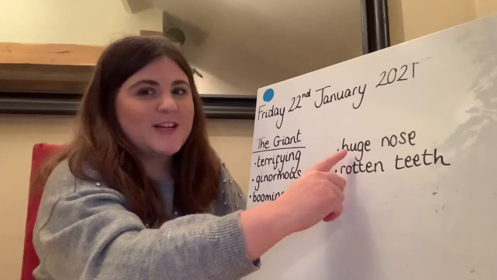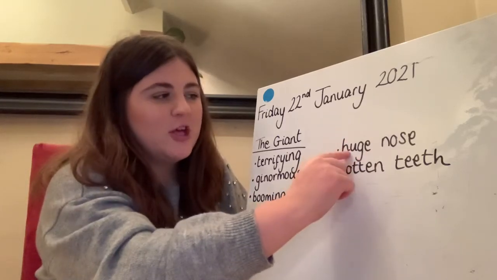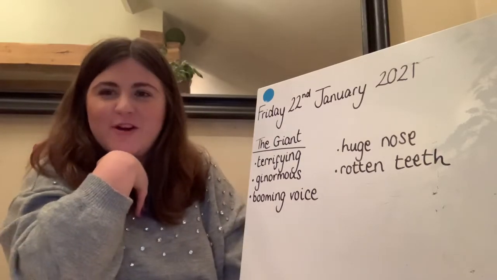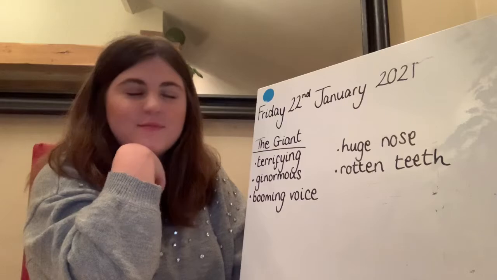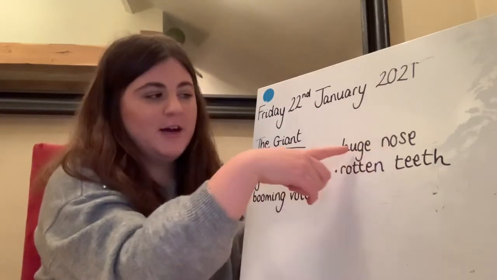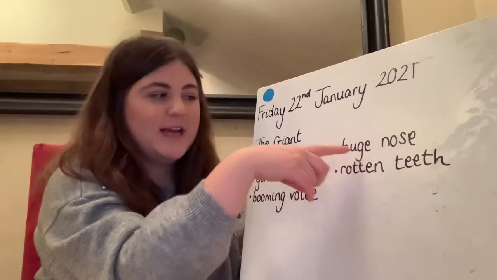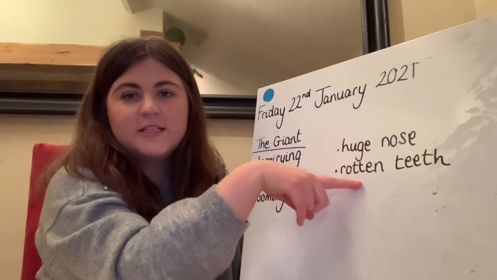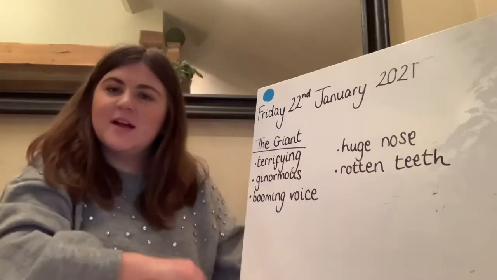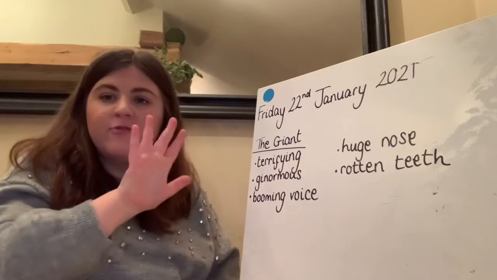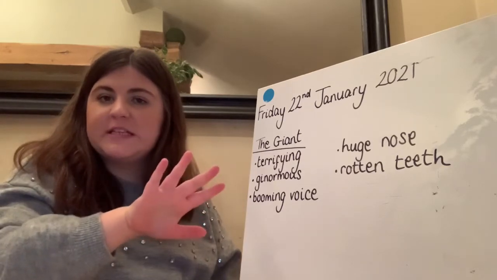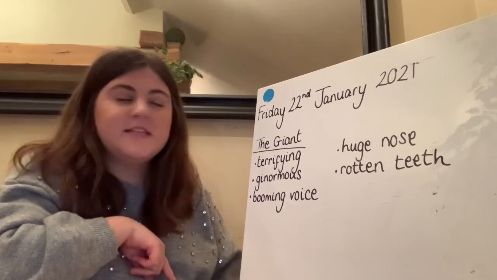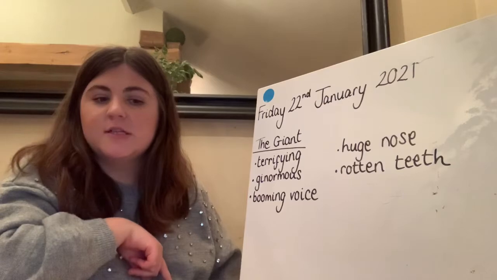I wonder if you could help me with this one then, spotting the adjective. We've got huge nose. What does he have and how am I describing it? Good job. So he has a nose and I'm describing it as huge. And then I've also got rotten teeth. So I'm describing his teeth as rotten. So I have come up with 5 words or phrases to describe different parts of the giant. And this is going to help me write my character description.